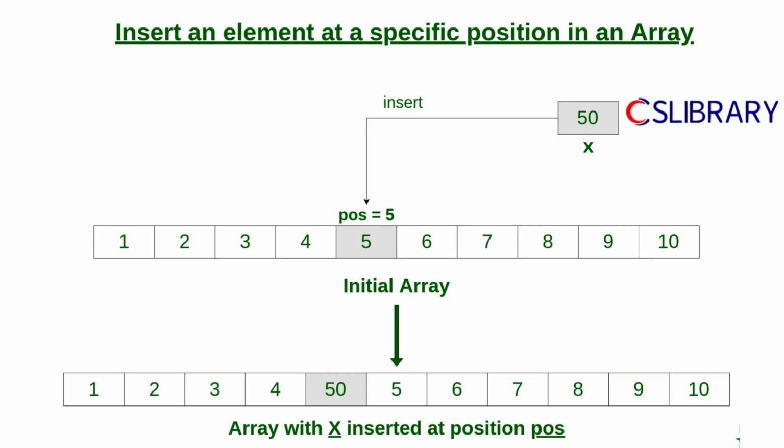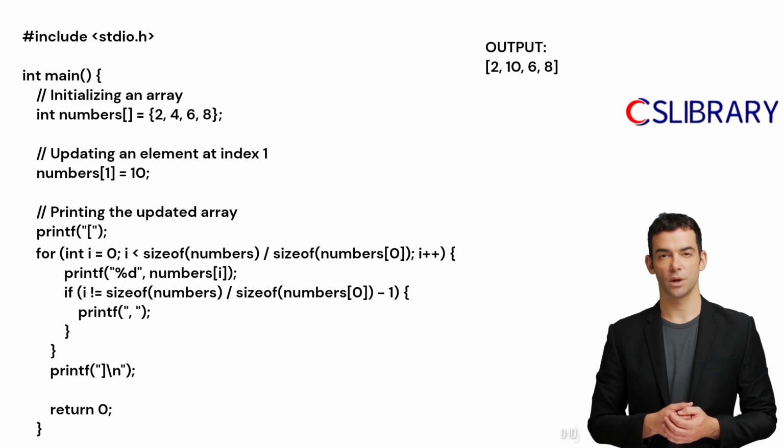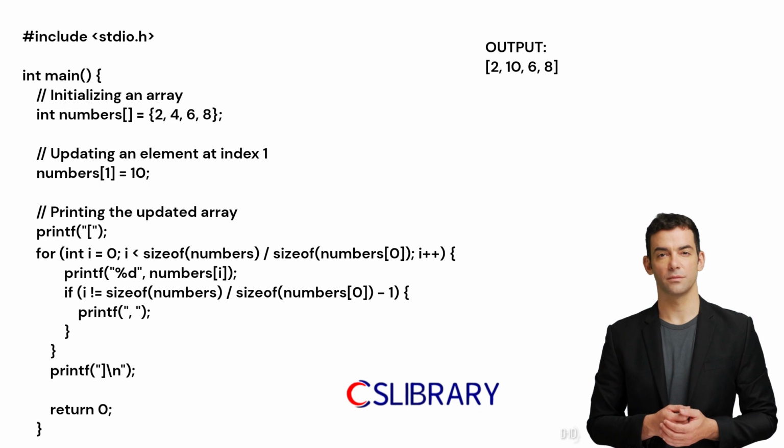Another important operation is modifying elements within an array. We can update the value of an element by assigning a new value to a specific index. Let's take a look at an example. Here, we are updating the value at index 1 to be 10. So the numbers array will now become 2, 10, 6, 8. By modifying elements, we can easily change the data stored in an array during runtime.